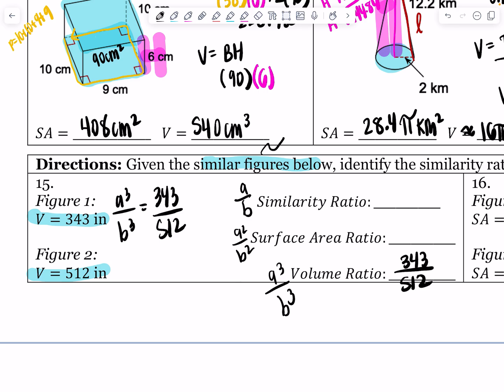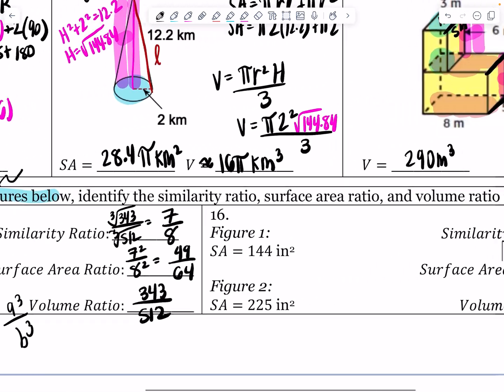And then I'm going to do the cubed root. If you're not sure how to do that on your calculator, just come ask me. Cubed root of 343 is 7. So similarity ratio is going to be the cubed root of 343 over the cubed root of 512. That's going to give me 7 over, cubed root of 512 gives me 8. So 7 over 8 is what my similarity ratio is. And so my surface area ratio is going to be 7 squared over 8 squared, which is 49 over 64. That is all three ratios, fully simplified.